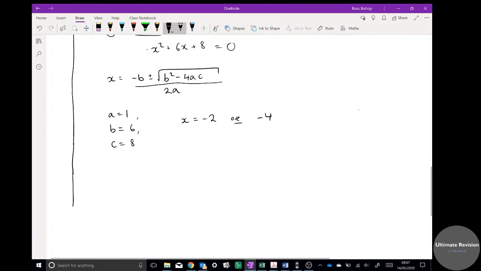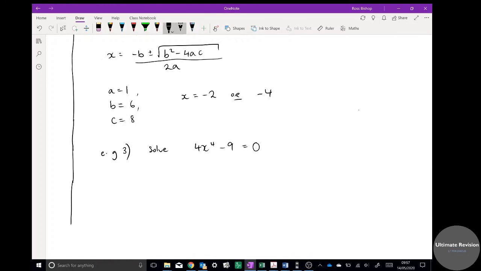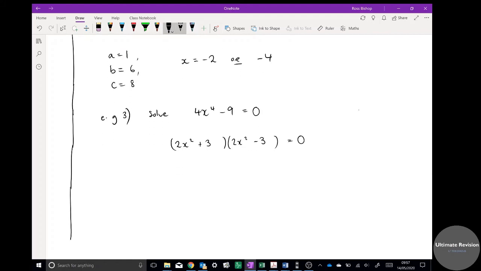Right, now I'm going to do one more example. Example 3 now, sorry. Solve 4x to the 4 minus 9 equals 0. Okay, so this one again is to the power of 4. So you could use my calculator as a check, but this you'll notice is a difference of 2 squares. Okay, so it's definitely a difference of 2 squares. 2x squared plus 3, 2x squared minus 3, equals 0. Okay, I'm then going to just solve.